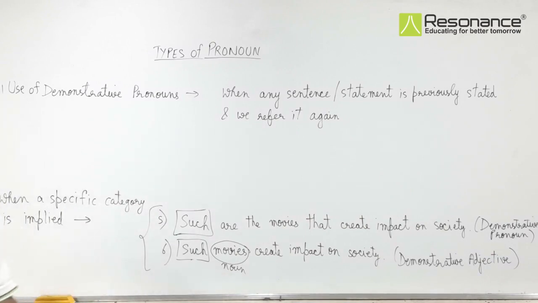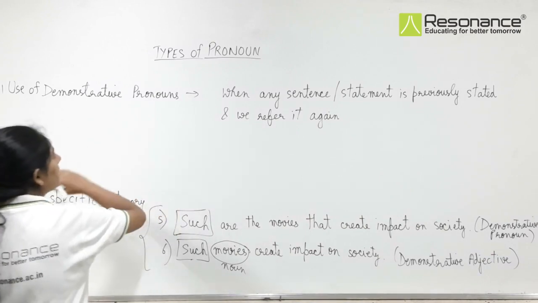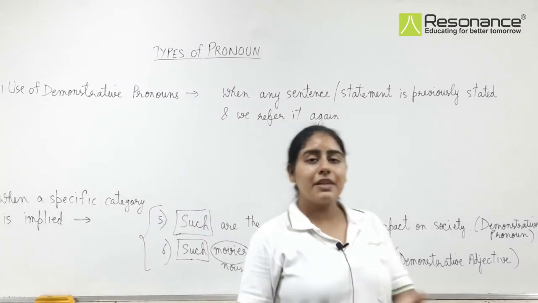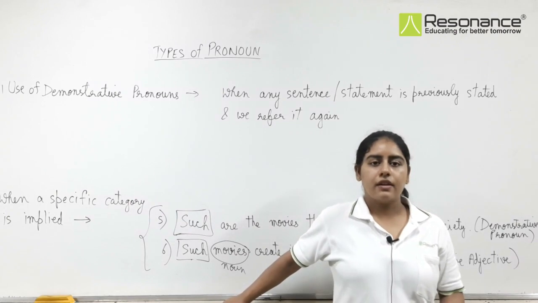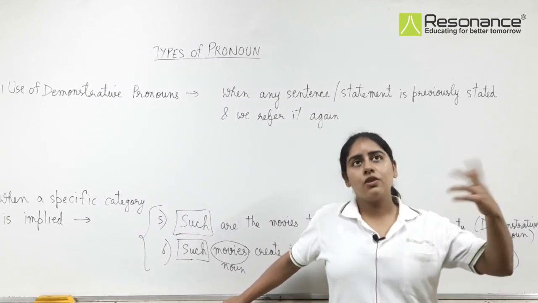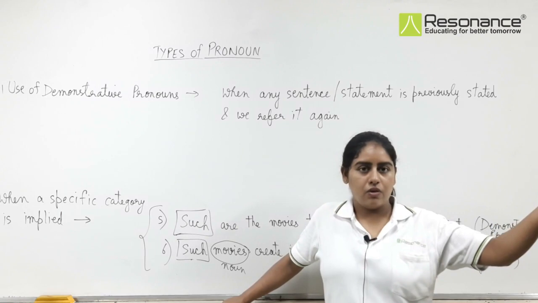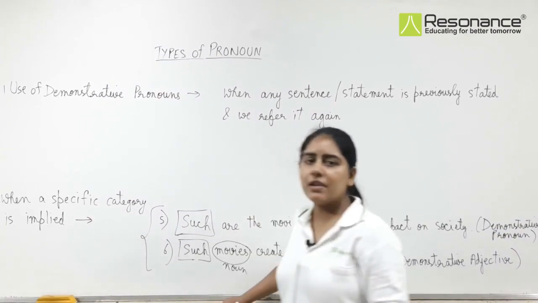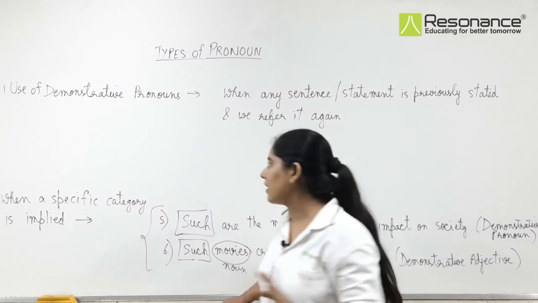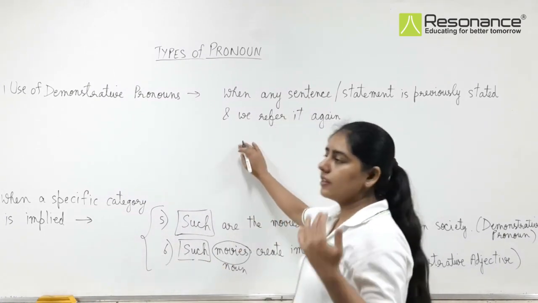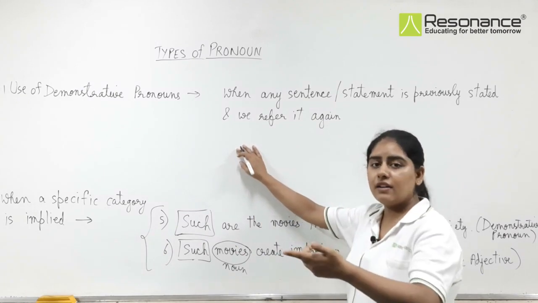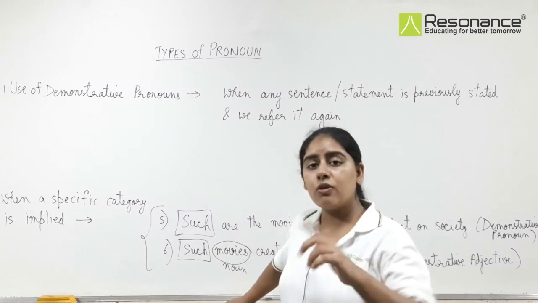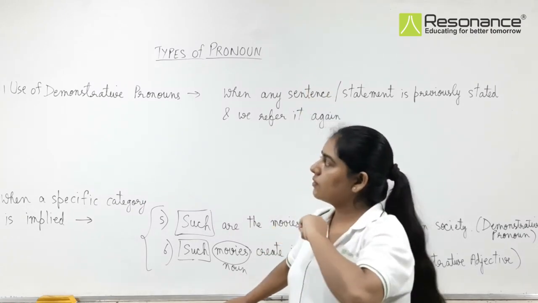For example, suppose I am teaching you mathematics. I am teaching you mathematics, so suppose I told you there was one formula, a square plus b square plus abc, whatever. So now again I am referring to that formula again. When I am speaking I am referring to something that I told you earlier. In that case also we will use a demonstrative pronoun.